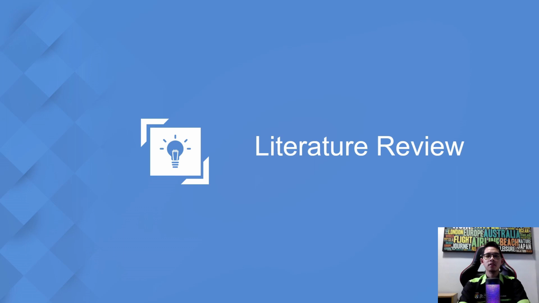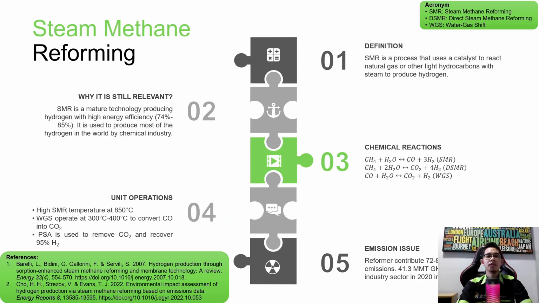First and foremost, the literature review. The first selected method of hydrogen production is steam methane reforming, or in short SMR. SMR is a process that uses catalysts to react natural gas or other hydrocarbons with steam to produce hydrogen. It is still relevant due to its nature as a mature technology for producing hydrogen with high energy efficiency, up to 85%. It also produces most of the hydrogen in the world for the chemical industry.